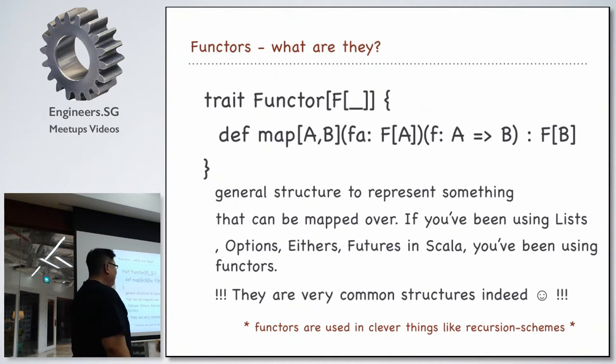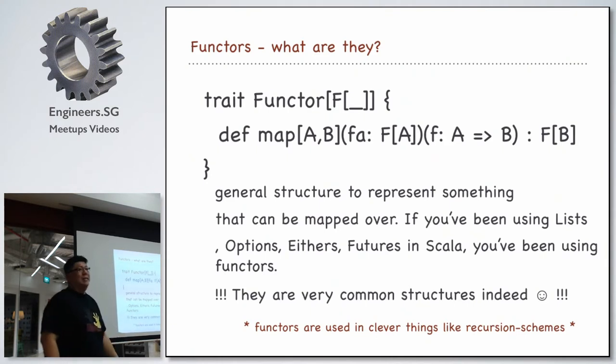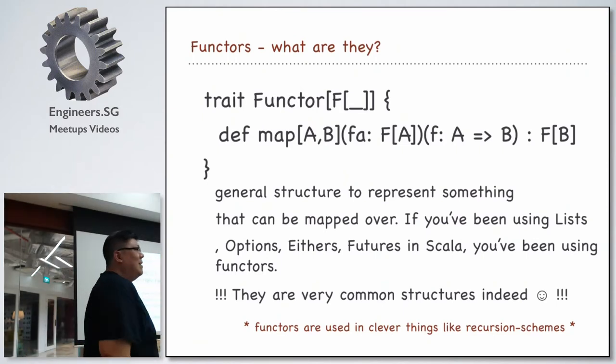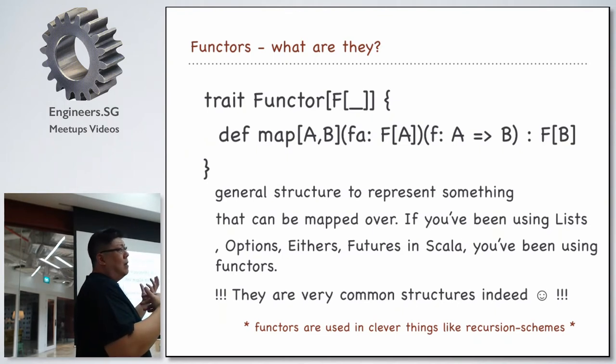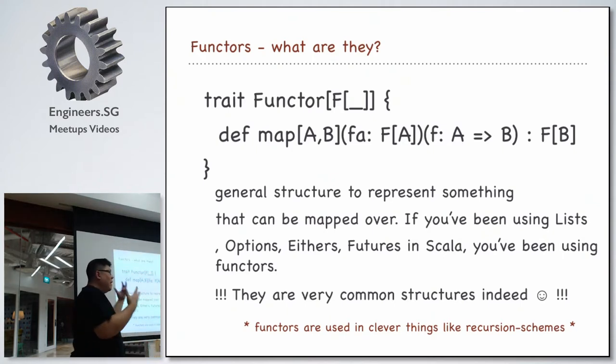Yeah, so once you understand this concept, you know that they're actually very common structures. You've been using them since you started using Scala. They are already there. Scala was developed much earlier than cats, so they didn't have the idea of generalizing it into a functor. So they call it a map. You will see it in your Scala documentation in your browser.